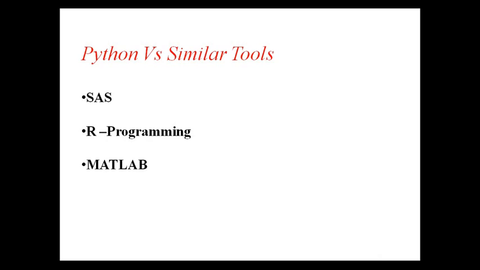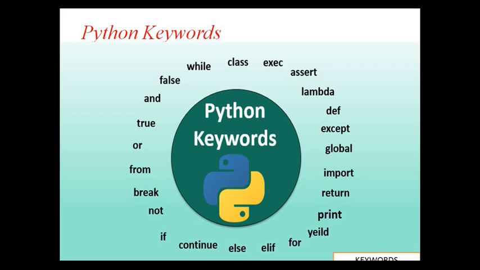Next, Python versus some similar tools. A similar tool is SAS. SAS contains a wide variety of functions for performing statistical operations, but it is not open source. To overcome this, we are using R programming. It is open source software that can be distributed to anyone. Python provides various functions for performing statistical operations and other operations also. Another one is MATLAB, which is also very popular and widely used software, but it is not open source software.